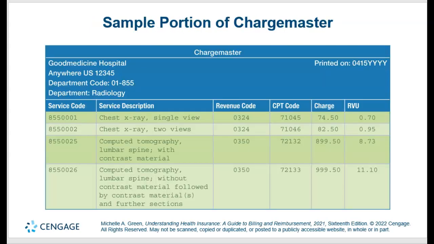Talked about the encounter form. This is kind of what a charge master looks like. So here, a service code, and this is what I was talking about, those CPT codes. So they're already in the system. So here we have a chest x-ray single view, and that's the charge for it. Now, as you can see, a chest x-ray with 2 views, different CPT code, but it's going to cost a little bit more money. So every code here, every CPT code has a charge to it, okay?